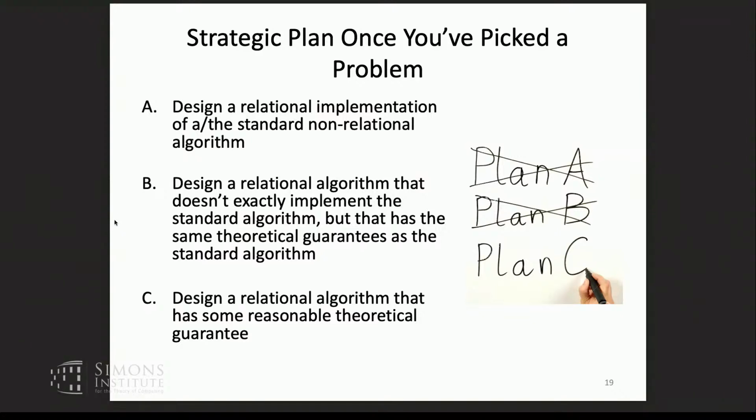Plan B is, okay, I can't implement that algorithm, but I'm going to implement another algorithm that gets whatever guarantee the original algorithm got. So if the original algorithm was 4 approximate or something, I will try to design another algorithm that's also 4 approximate or maybe 5 approximate, but it has the same guarantee. So if you were happy with the standard algorithm, you should be happy with this one. And then plan C, that didn't work. Well, what can you do? Can we do something weaker? All right.